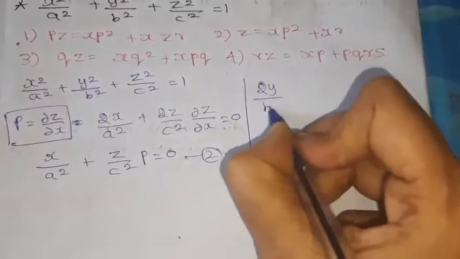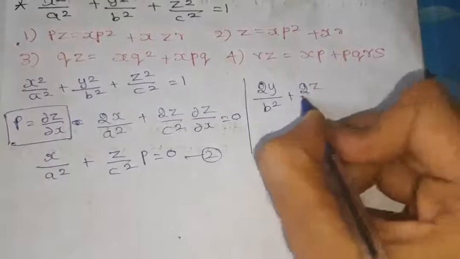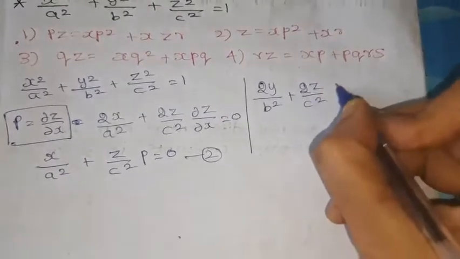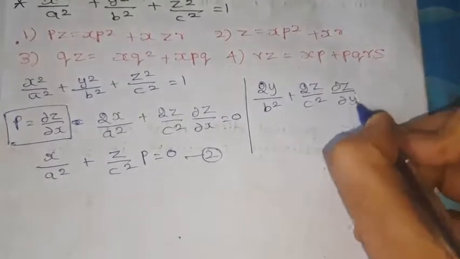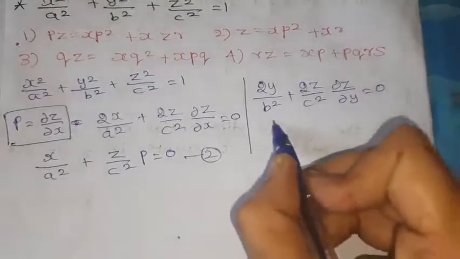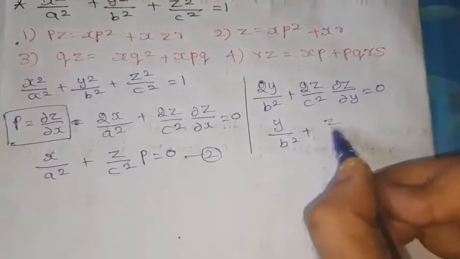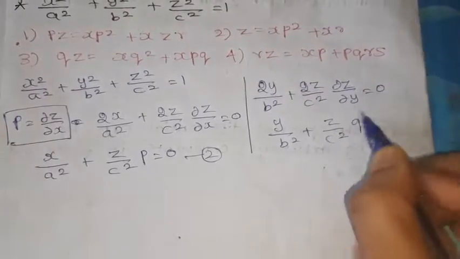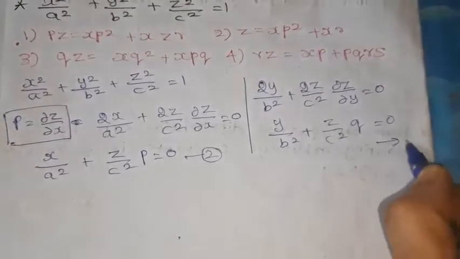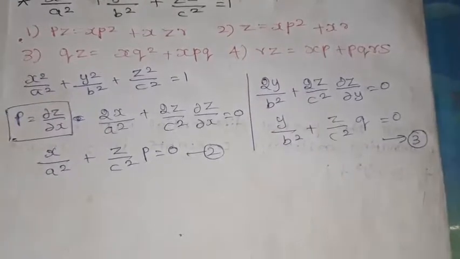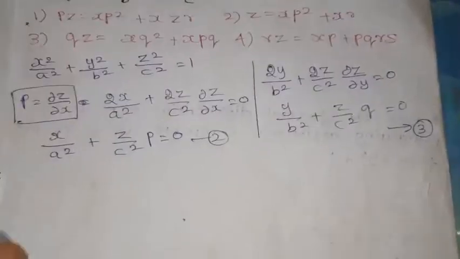2y by b squared into 2z by c squared into ∂z/∂y equal to 0. So by simplifying, what we will get? y by b squared plus z by c squared into ∂z/∂y, and ∂z/∂y is nothing but q. So this is equation 2. So from this, what we can understand?